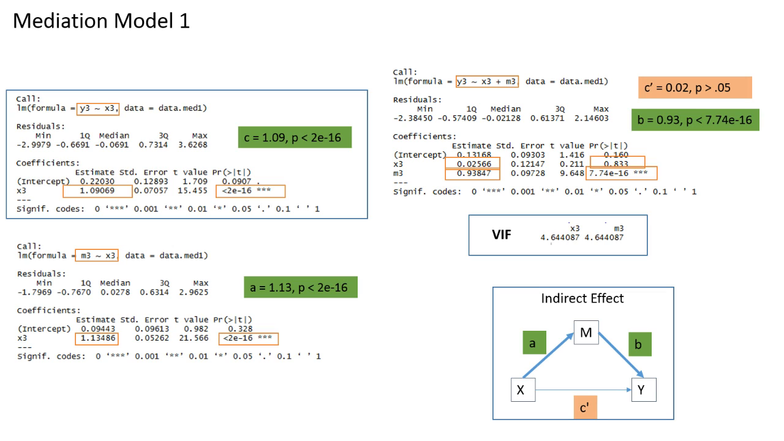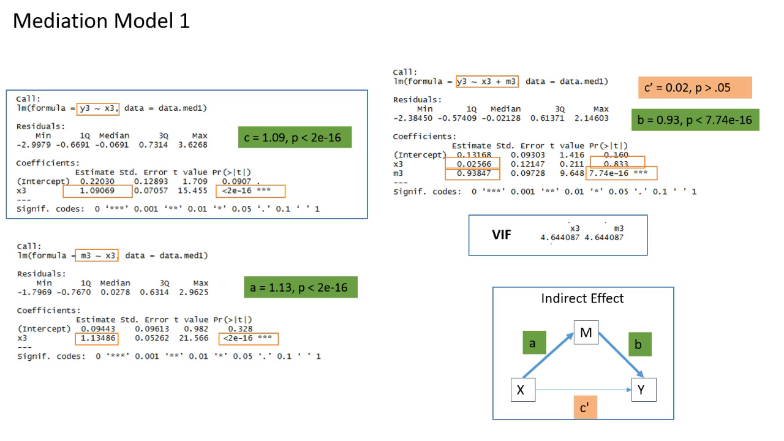As you can see in this model, C was significant, path A was significant, path B was significant, and path C prime was not significant. So in this example, the model can be considered fully mediated because path A and path B are significant and path C prime is essentially 0. However, if path C prime was not 0, the model technically would be considered only partially mediated.